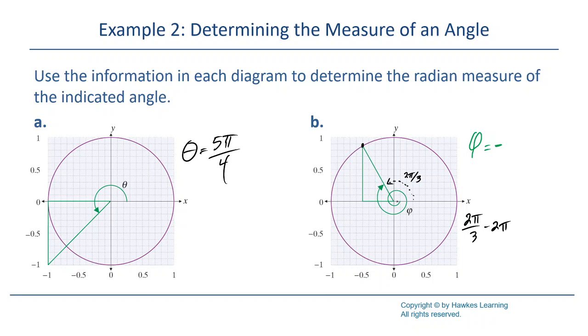So technically what I've done is, if I'm here, I go back to here. So this would get me into, if this was a single rotation, 2 pi over 3 minus 2 pi, that's the same as 2 pi over 3 minus 6 pi over 3, which is negative 4 pi over 3. But that's only one rotation.